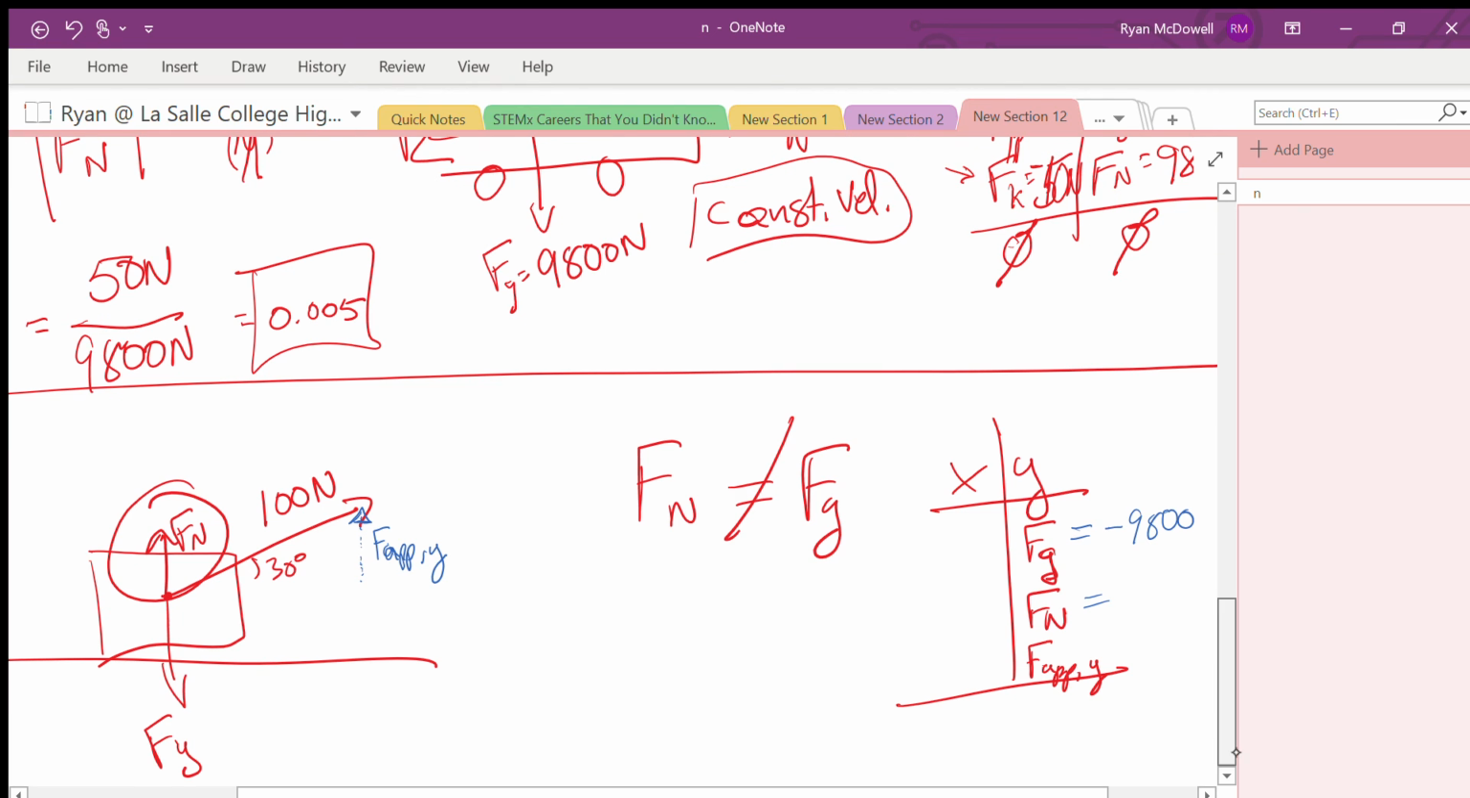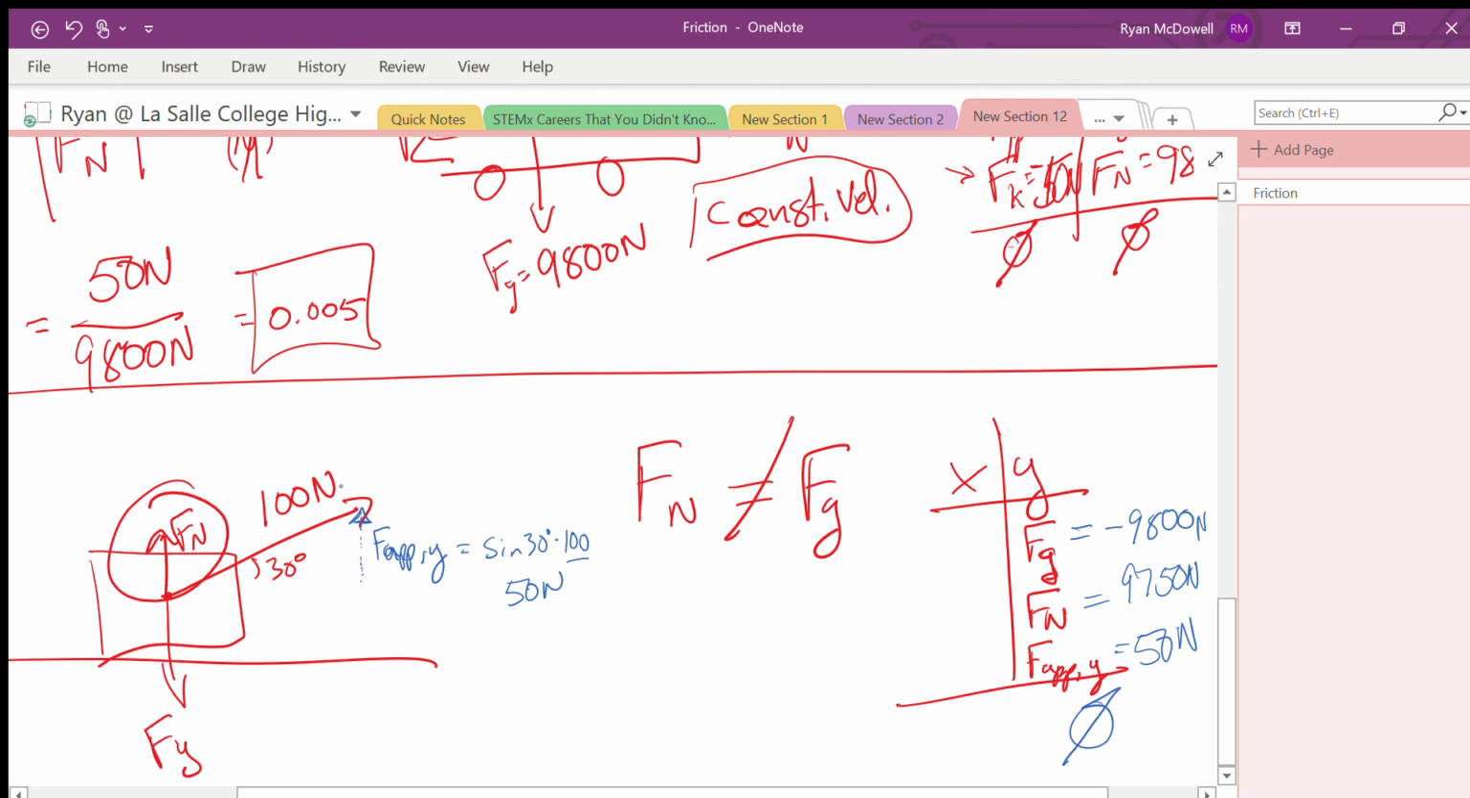I have to do a little bit of trig to figure it out, right? I have to do sine 30 times 100, the hypotenuse being 100, and that will give me 50 newtons in the up direction. So I would have 50 newtons there, and I know it still doesn't budge, right? And so you can see that there's no way normal force can equal 9,800 newtons. It has to equal 9,750 newtons. So it's actually a little bit less than it was earlier.